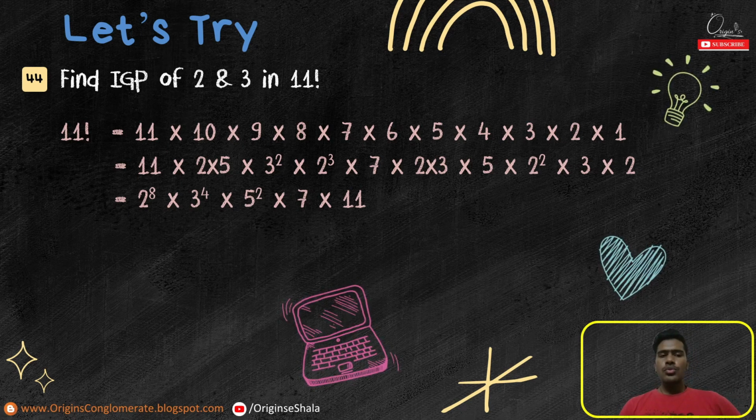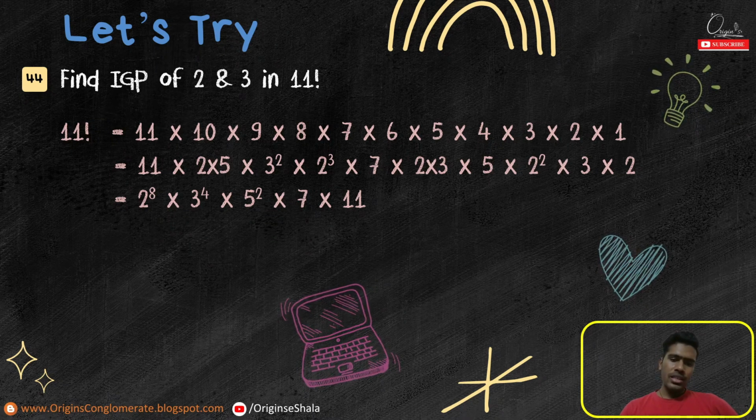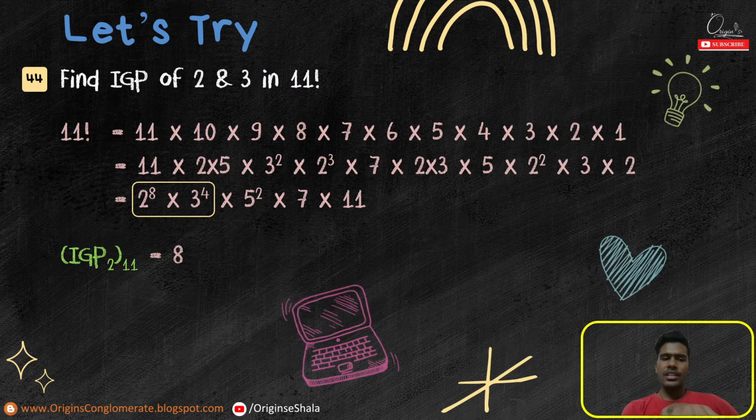So the IGP of 2, what do I mean by that? In 11 factorial, the greatest power of 2 is 8. So that is my IGP. Similarly for 3, 4 is the greatest power. And here I am just writing it in a convenient way for me, like IGP subscript 2 and again subscript 11.